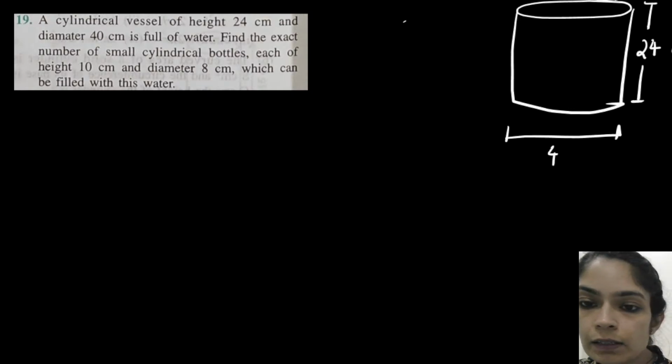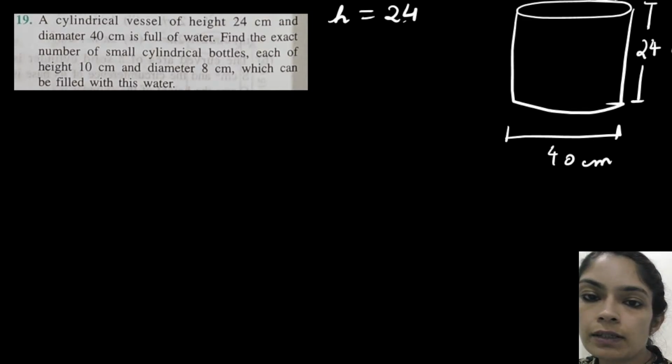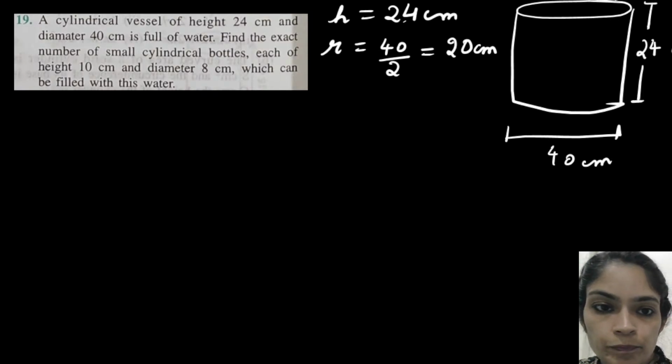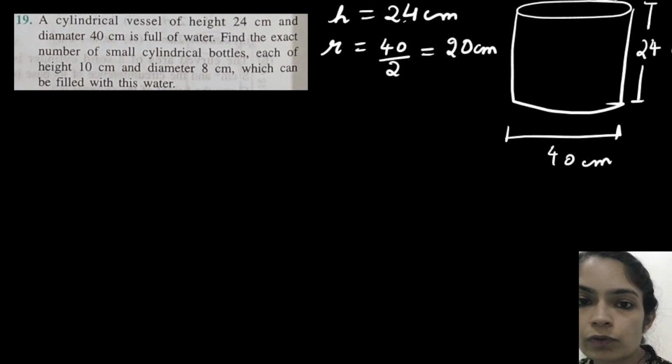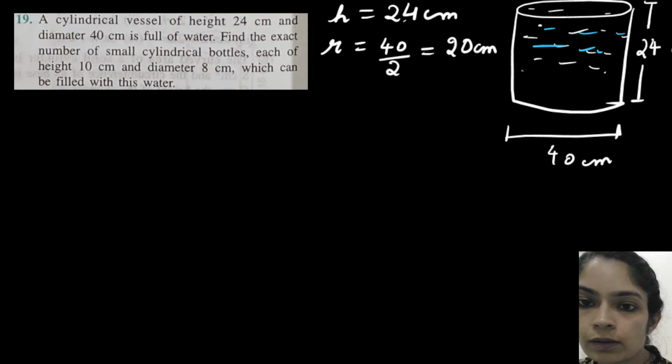Diameter is given to us. Diameter is 40 centimeter, height is 24 centimeter. If diameter is given to us, that means radius is given to us, as diameter divided by 2 is radius. So if diameter is 40 centimeter, radius is 20 centimeter. A cylindrical vessel of height 24 centimeter and diameter 40 centimeter is full of water. Let's draw water with blue color. It will look nice. So this is full of water.